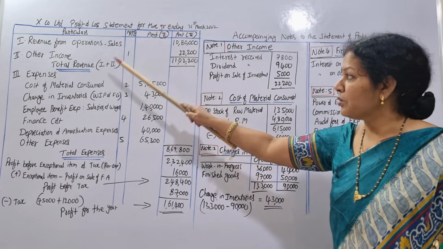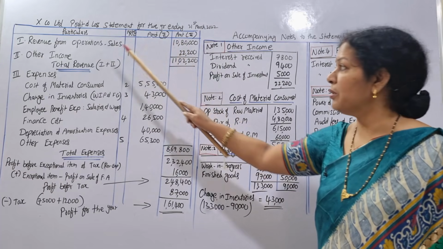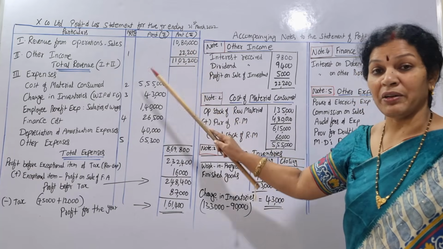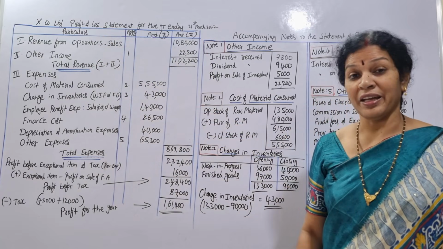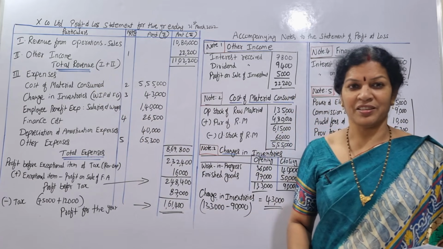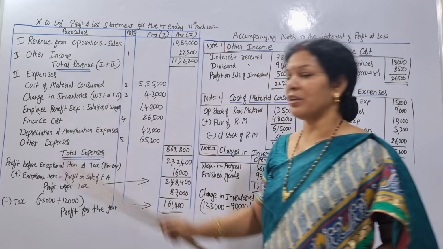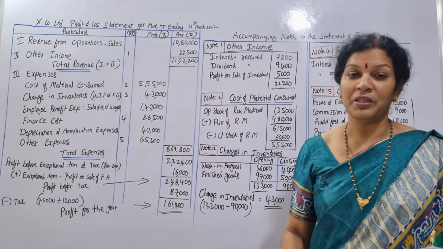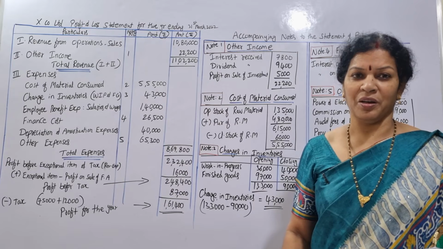So total revenue is here. When you add these two, revenue from operations and other income, together you get 11,02,000. This is total revenue, 1 plus 2. Then expenses. I gave you a list of expenses in the last class. As per the list, first we have to take cost of material consumed. How do you get cost of material consumed? Opening raw material plus purchased raw material minus closing raw material.